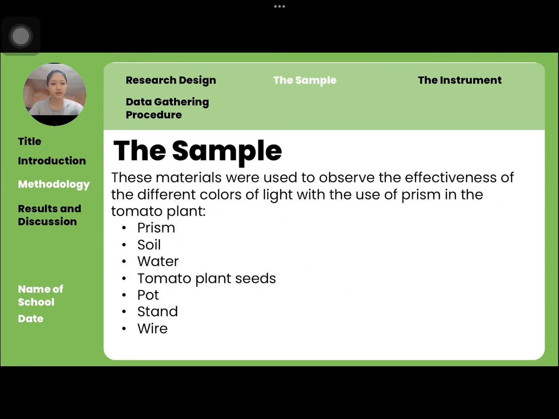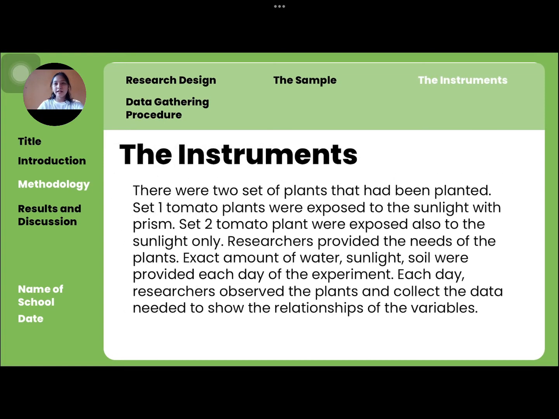The sample. These materials were used to observe the effectiveness of the different colors of light with the use of a prism on the tomato plant. Prism, soil, water, tomato plant seeds, pot, stand, and wire. And now, let me present to you the instruments.